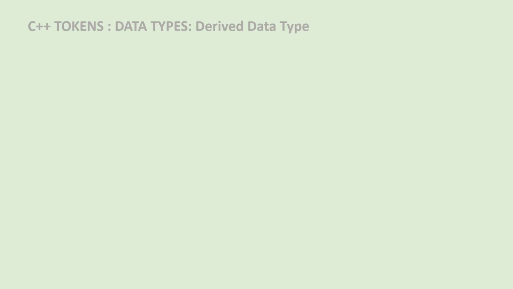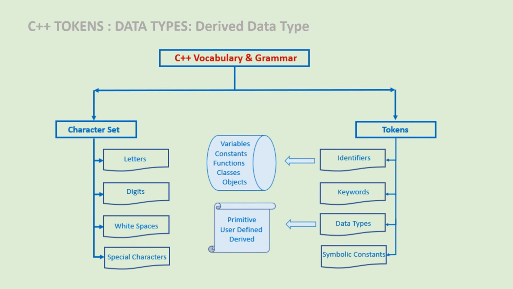Next is the derived data type. To refresh the hierarchy of what we learned so far, let's revisit the vocabulary and grammar chart. It had the character set, which comprised of letters, digits, white spaces, and special characters. Then we learned about the tokens. Tokens are words derived from the character sets and are like building blocks of the C++ programming language. In tokens, we covered identifiers and keywords.